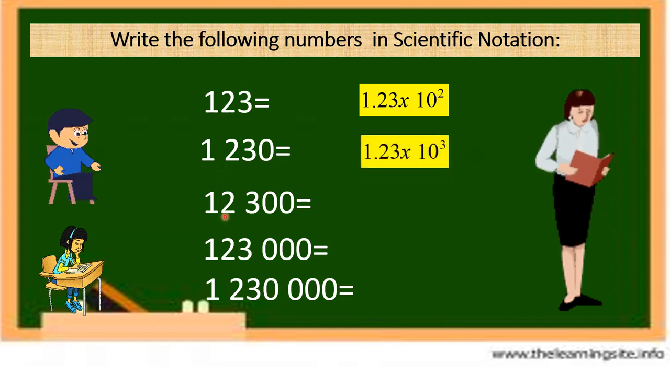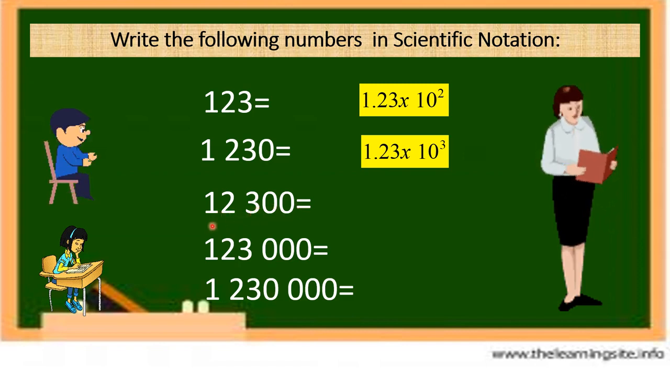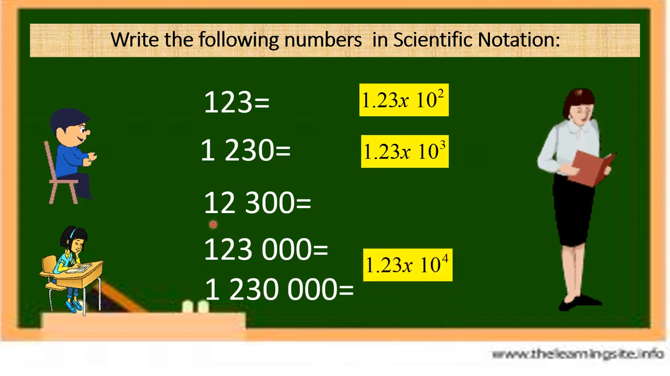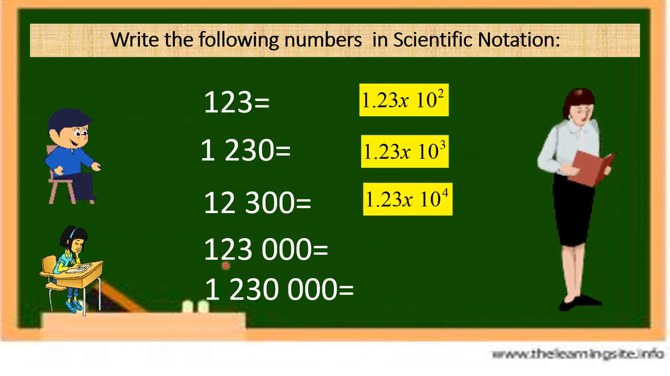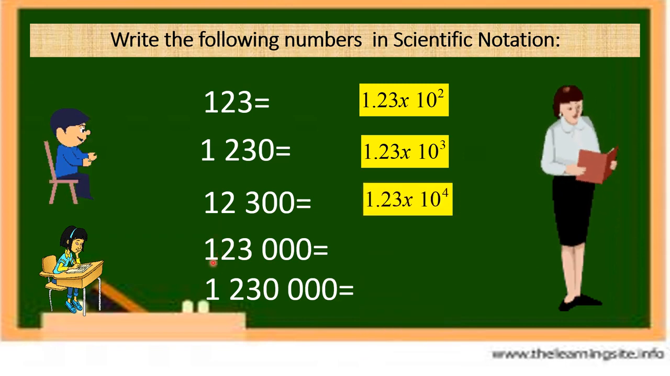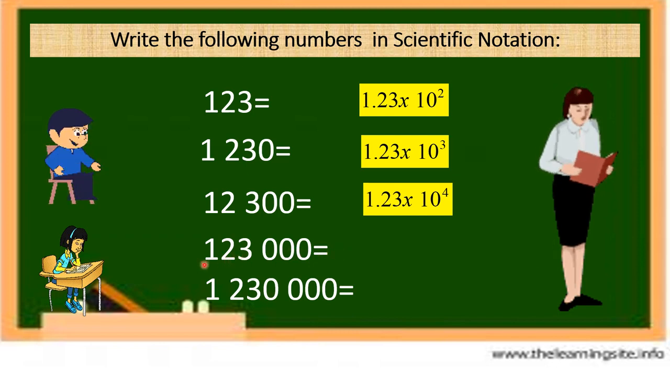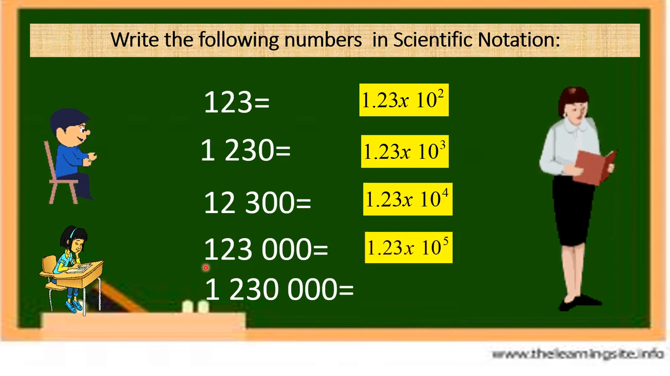We are in the third number, 12,300. The first non-zero digit is 1. Then we have 1, 2, 3, 4. That is 1.23 times 10 raised to the 4th power. We are in the fourth number, 123,000. The first non-zero digit is 1, so count the number of digits to the right. 1, 2, 3, 4, 5. That is 1.23 times 10 raised to the 5th power.